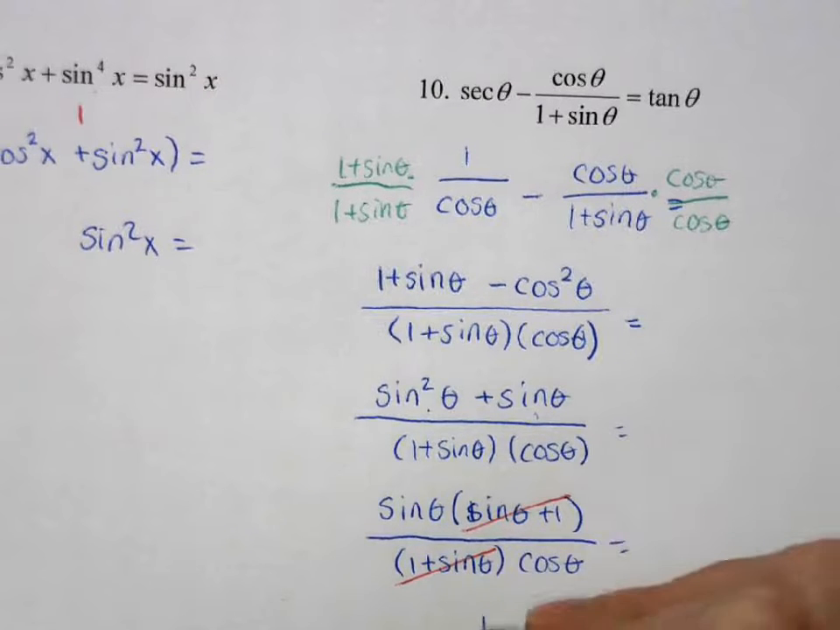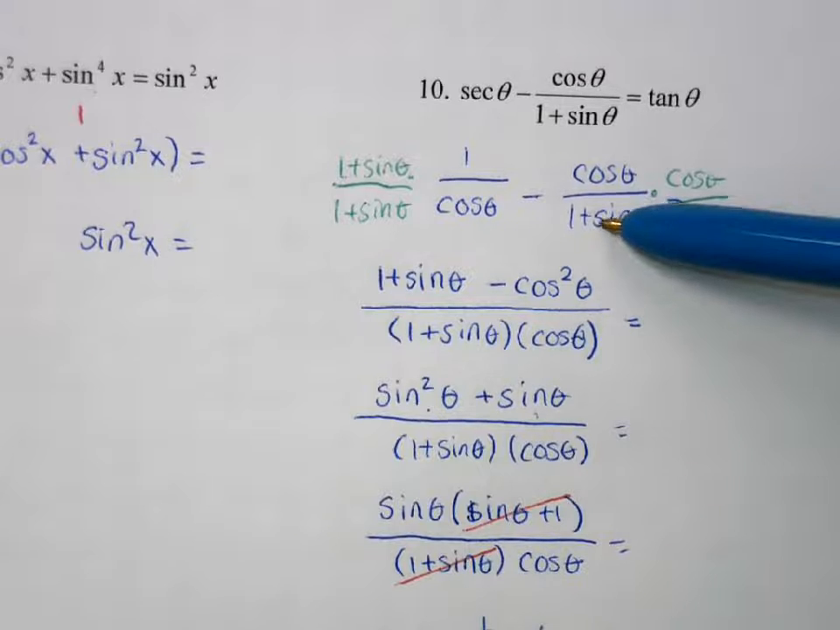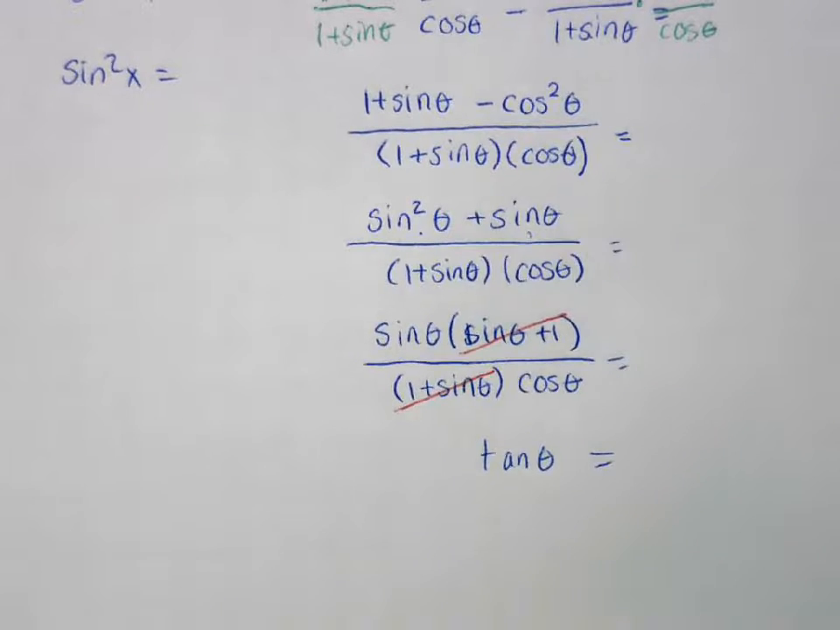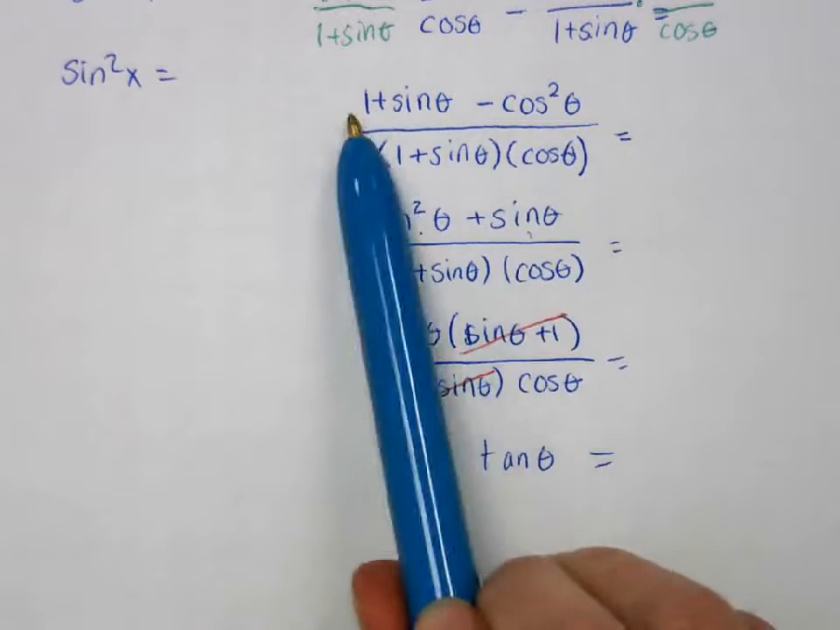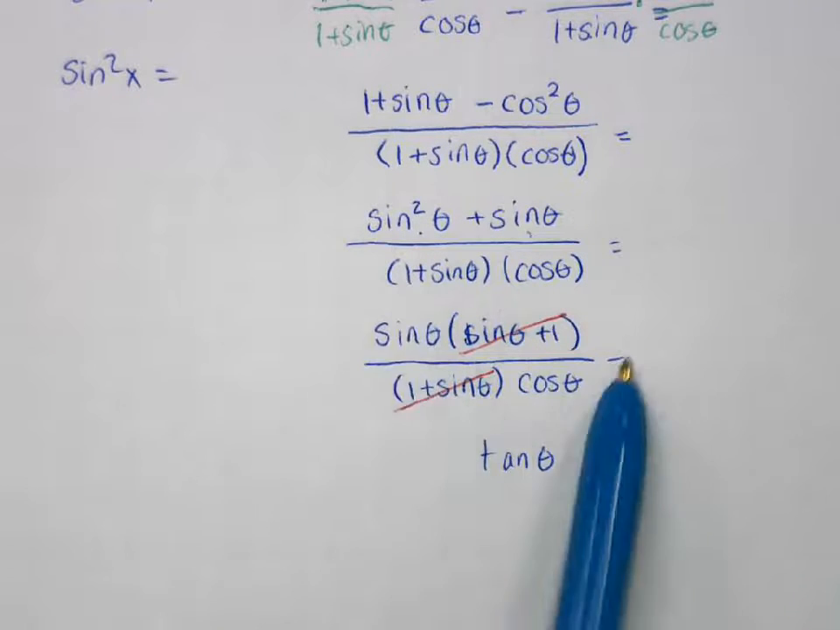So getting common denominators. Replacing the identities, so 1 minus cosine squared became sine squared, and then factoring. Factoring is a big deal here.